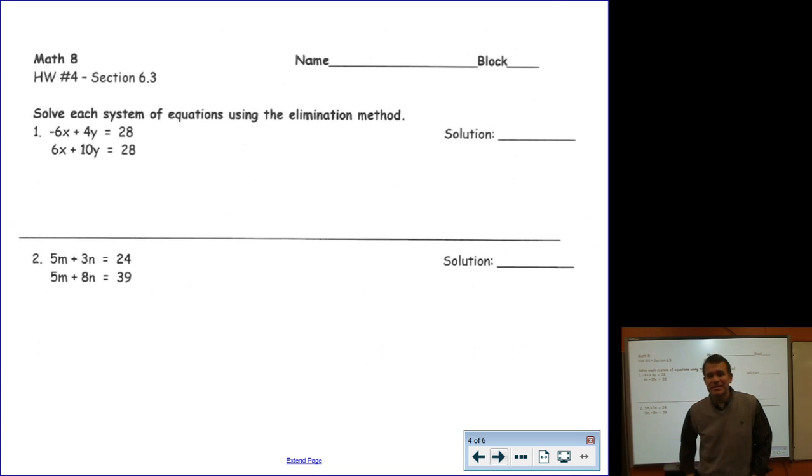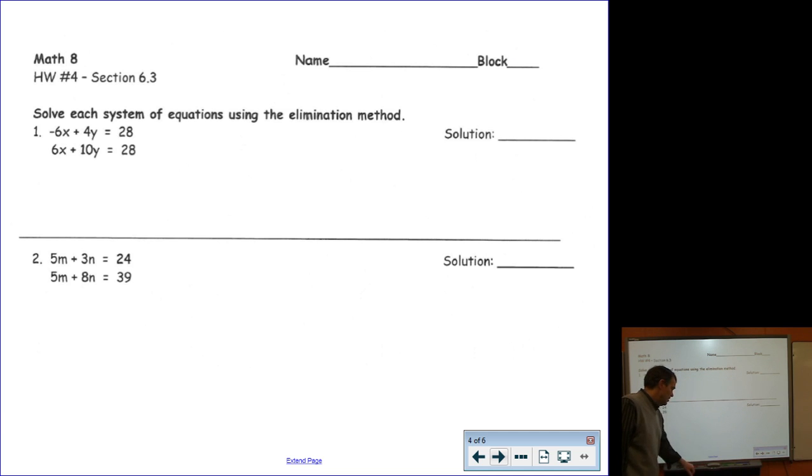All right, just 6 problems to go over. Here we go. Problem number 1. The thing I noticed about problem number 1 is that the x's are already opposites of each other. So I can just go ahead and add the equations together and the x's will cancel out. The negative 6x and the positive 6x, see ya. 4y and 10y is 14y, and 28 plus 28 is 56.